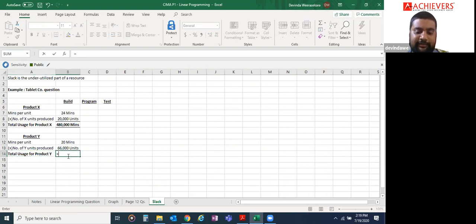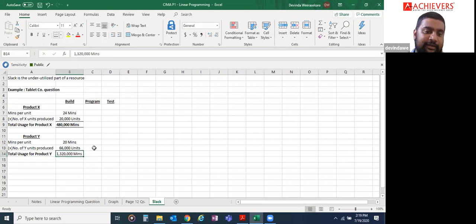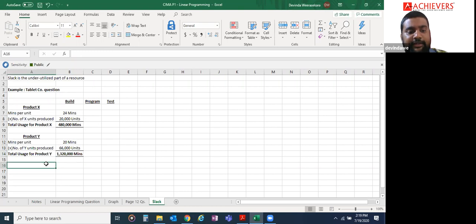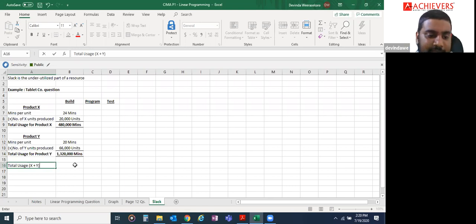20 minutes for 1 unit multiplied by 66,000 units, 1,320,000 minutes. So that's the total usage for product Y. So the total usage for product X is 480,000 minutes. For Y, it is 1,320,000 minutes, right? So then I will take the total usage. That is by adding both X plus Y.